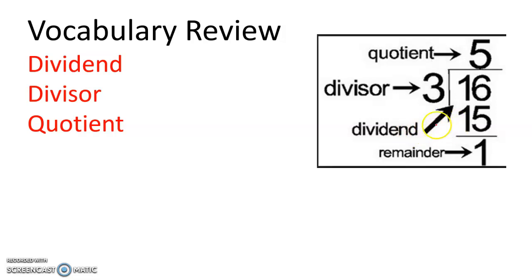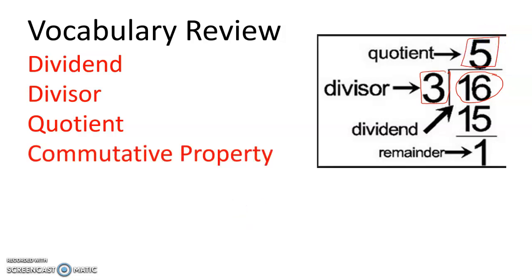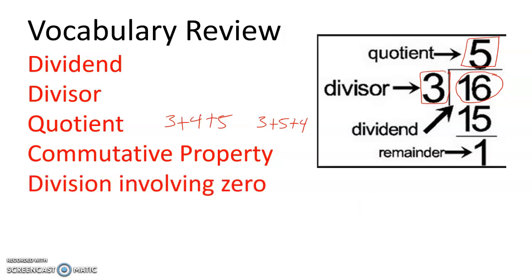Dividend is the number that you're dividing into. The divisor is what you're dividing by, and the quotient is your answer to a division problem. Commutative property is where the numbers would move, like 3 plus 4 plus 5. You could rewrite 3 plus 5 plus 4. You can also do that with multiplication. And then the last thing we're going to talk about is the division involving a 0. When can you divide by 0 or when can you not?